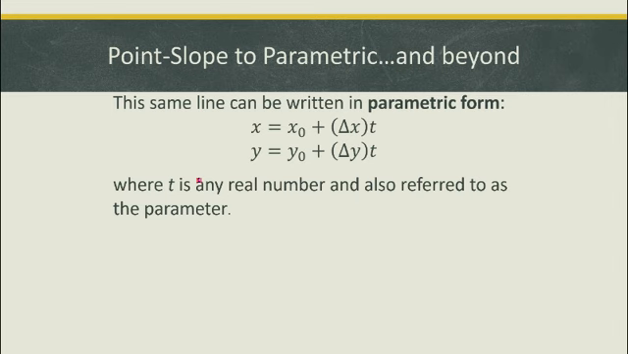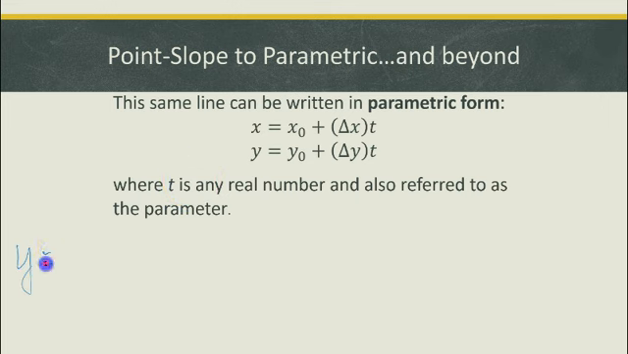So in parametric form, the same line can be written as x equals x naught plus delta x times t, and y equals y naught plus delta y times t. And notice we're using much of the same information as we were before, with the addition of this parameter t. This parameter t allows us to move points along the line, or to select many points along the line.